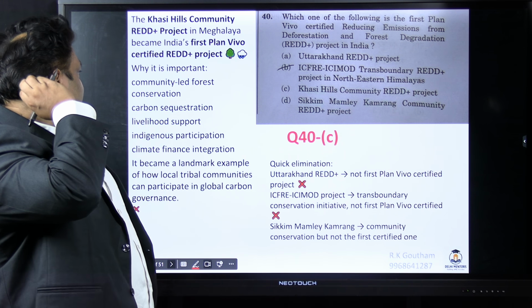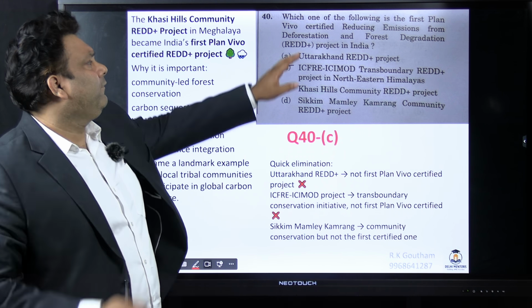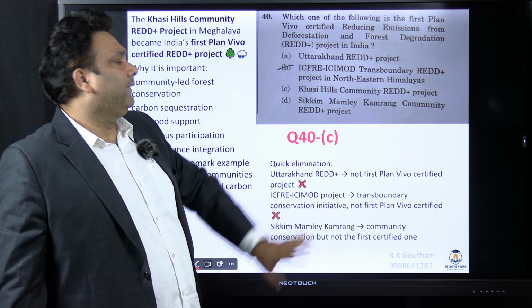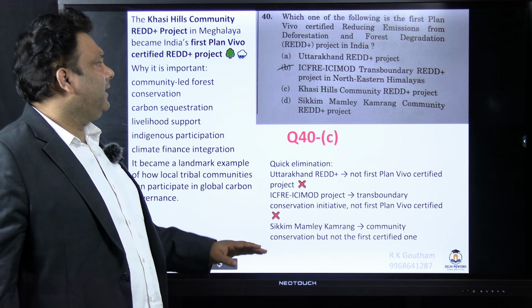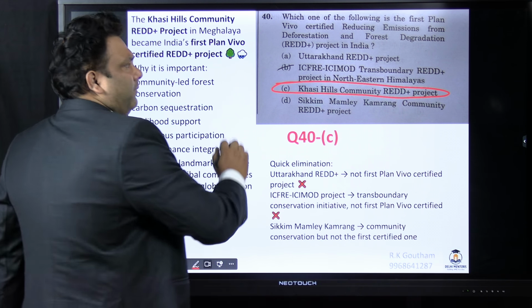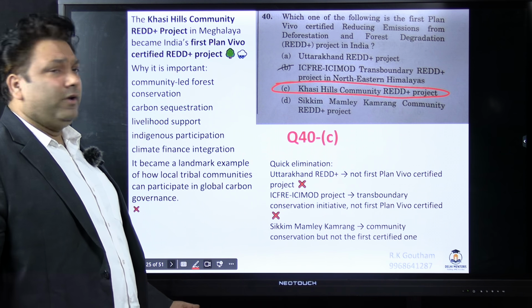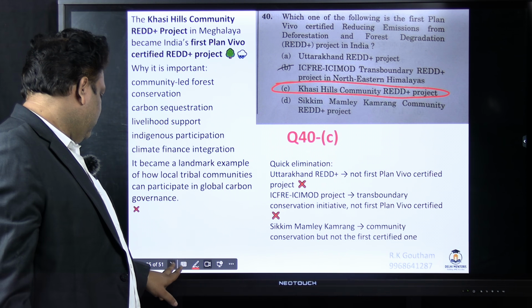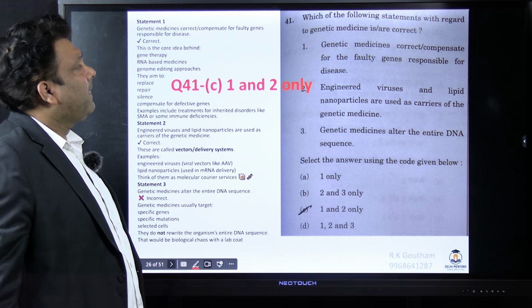Next, look at this. Which of the following is the first plan Vivo certified REDD Plus? Now the answer is very clear here. Okay, the answer is Khasi Hills Community REDD Plus program. Again, this information you have to know. If you want further information, you can look there.